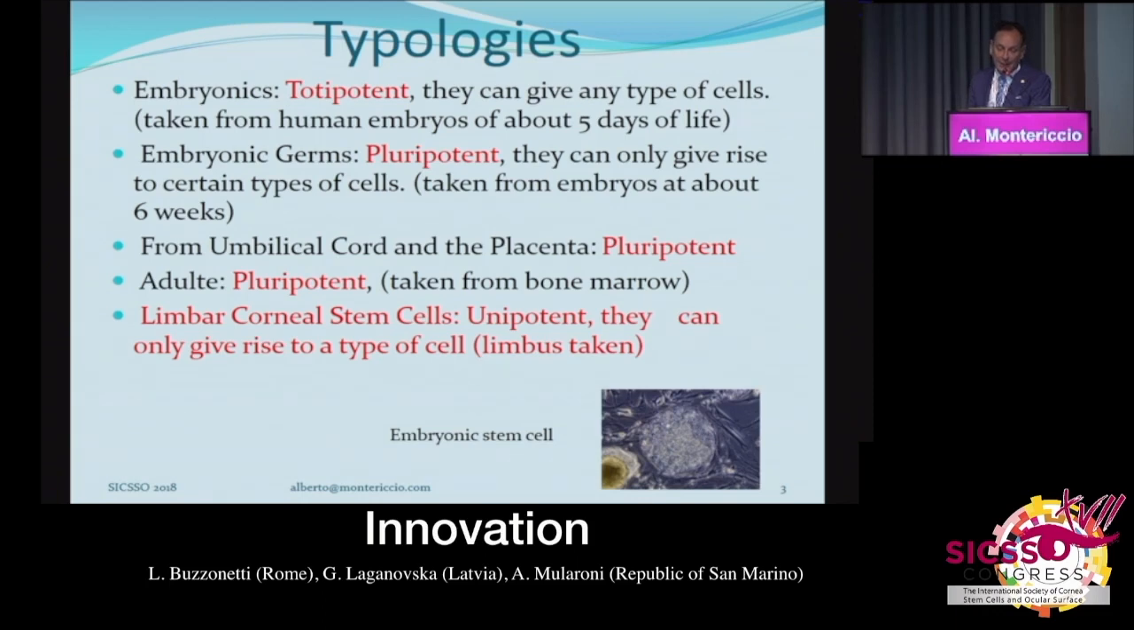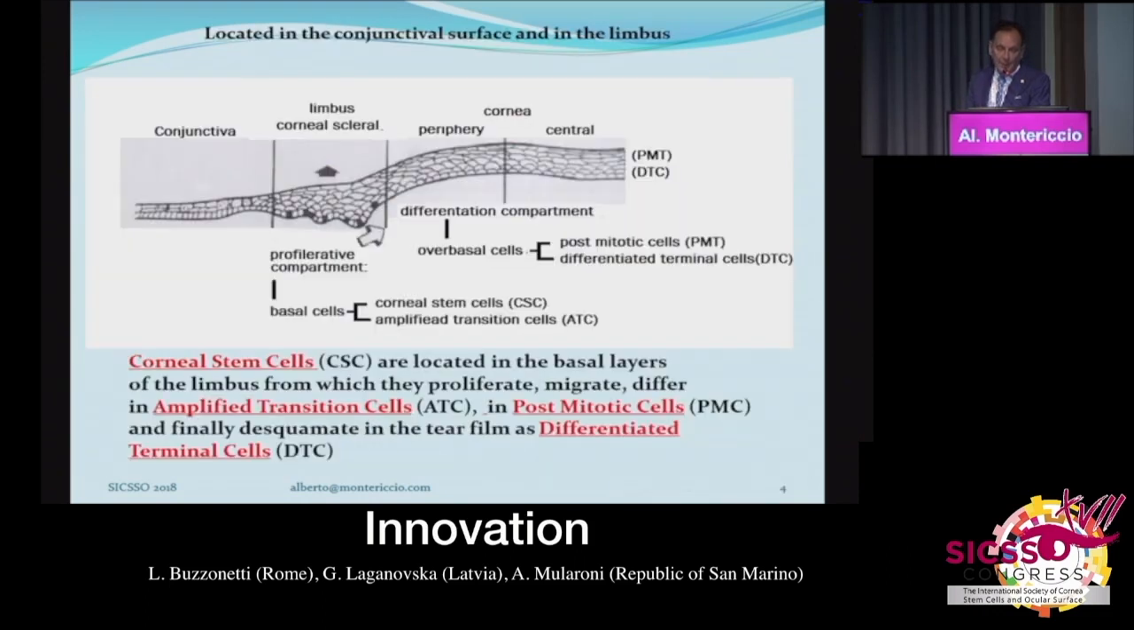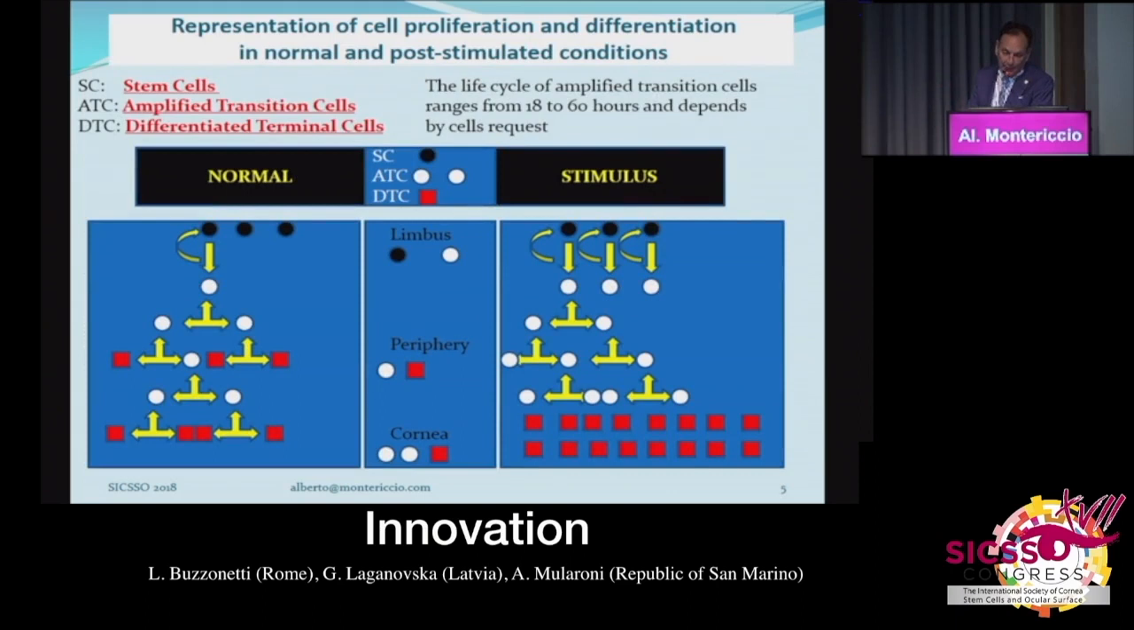And then the ones we're most interested in, which are limbal corneal stem cells, which are unipotent. They can only give rise to a specific type of cell in the cornea. So they are localized in the basal membrane, in the bottom layers of the limbus. They multiply themselves and they glide along the corneal surface as transitional amplified cells, ATC, and then the ones that desquamate into the tear film.